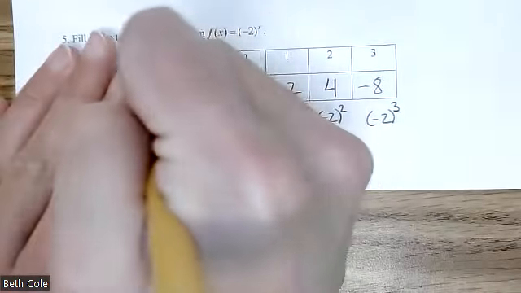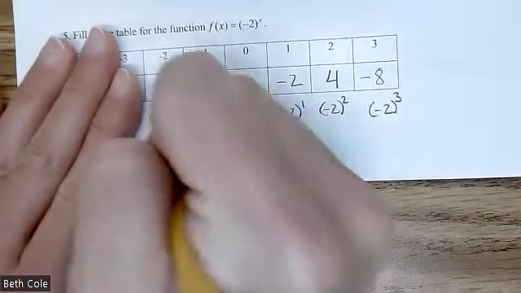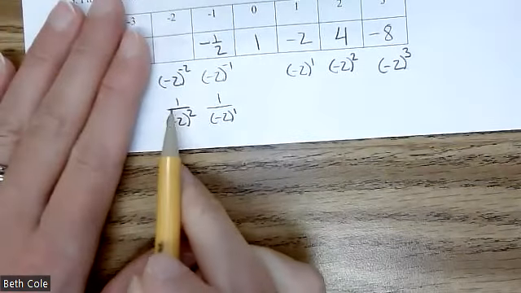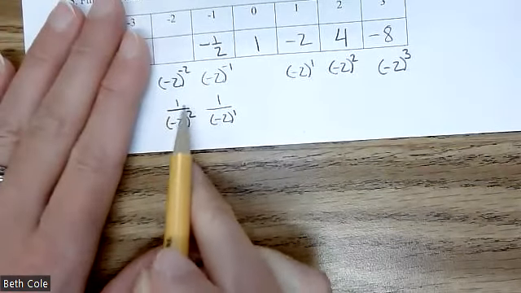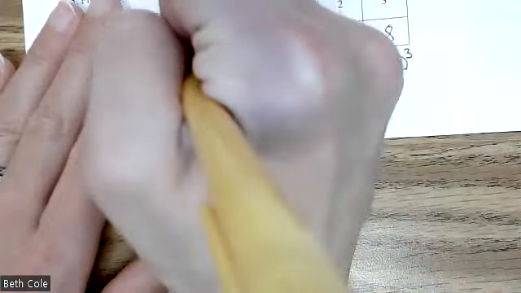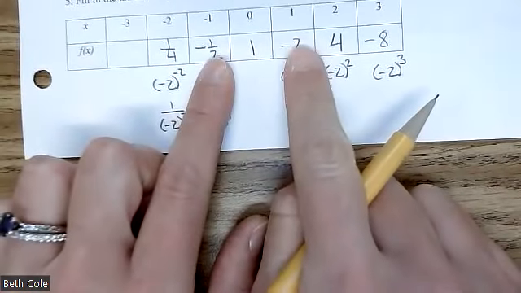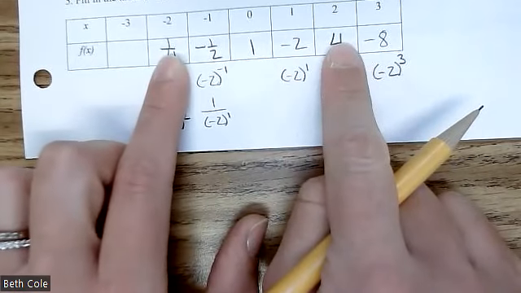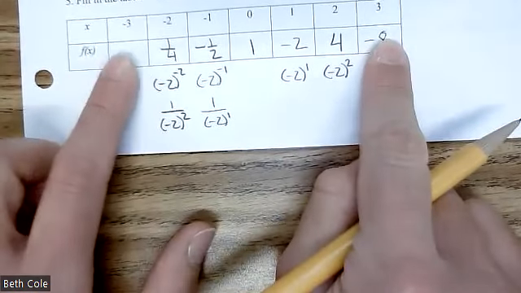If you plug in -2 to the power -2, it means that you're going to flip it. It would look like this. So what would that give you? 1 over 4. And do you see what we're doing here? Do you see how this is -2 and this is -1/2? And this is 4 and this is 1/4? So what's the next one out going to be?